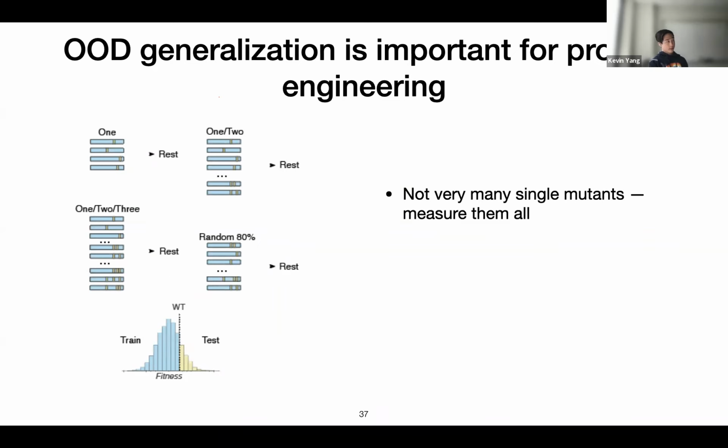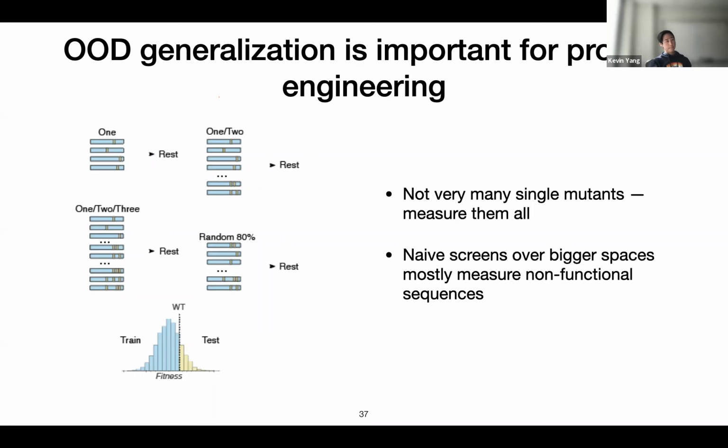This doesn't scale though with bigger libraries. For example, if I've picked 10 sites to mutate, the theoretical library is 20 to the 10th, which is a very big number. And if I randomly sample from that library, almost everything I sample is going to be non-functional.